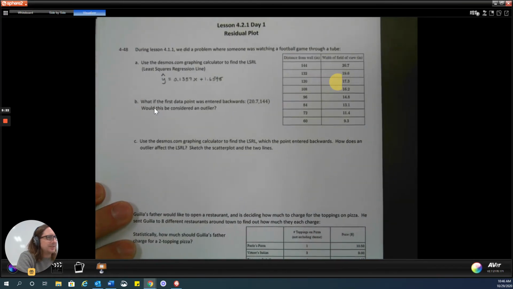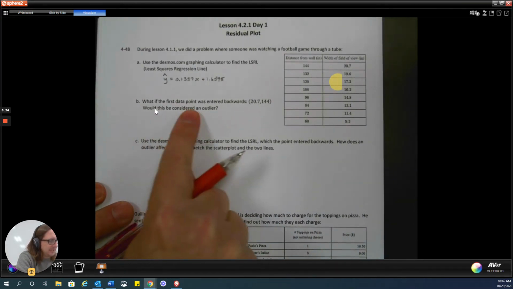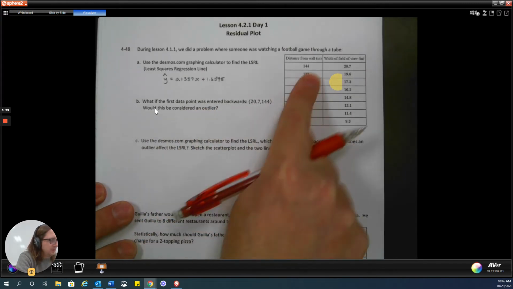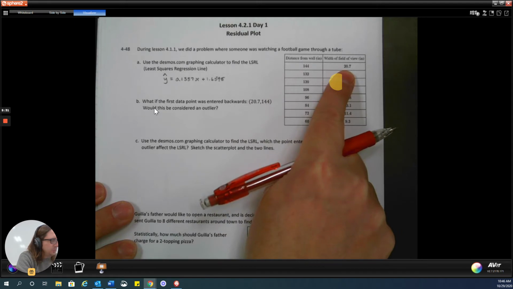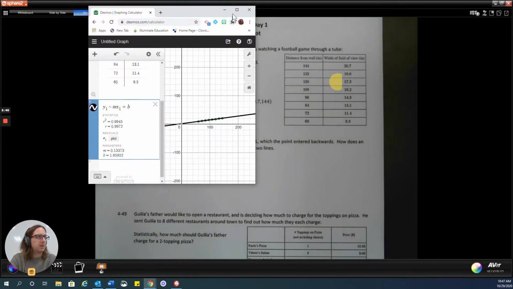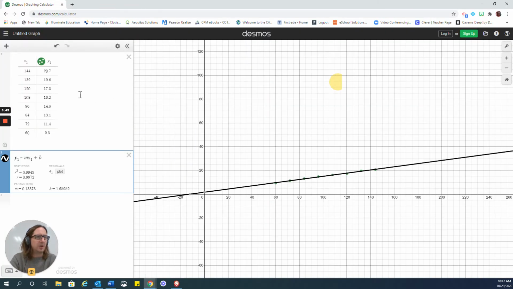Okay, next point says, what if the first data point was entered backwards? So this point up here, what if we accidentally wrote 20.7 as the x and 144 as the y? Let's go back there and see what happens. All right, so I'm going to say, okay, what if up here, instead, I'm going to hide this for right now.